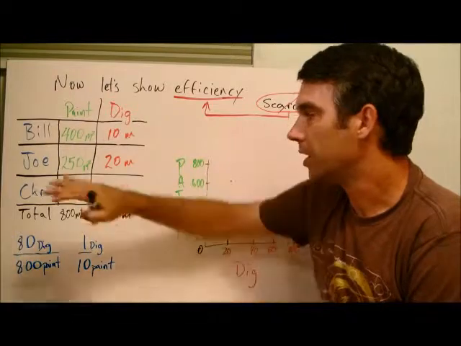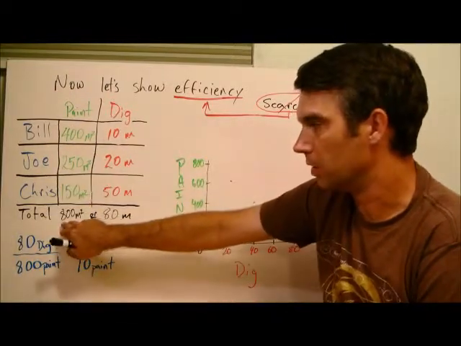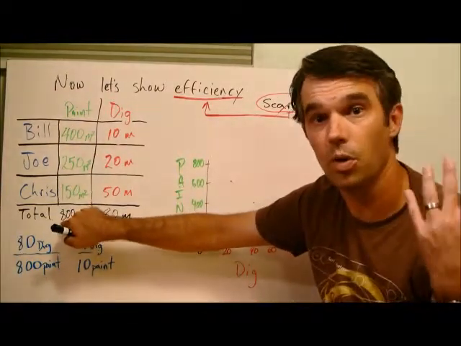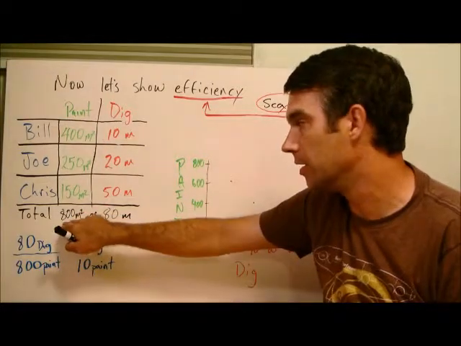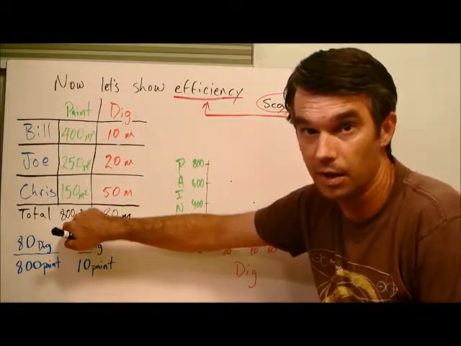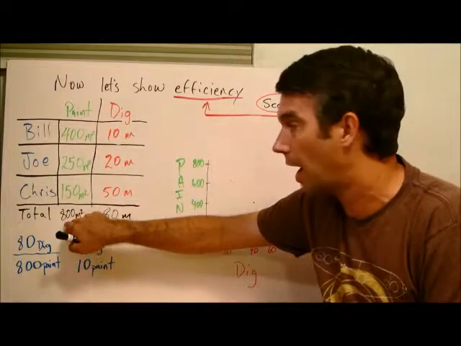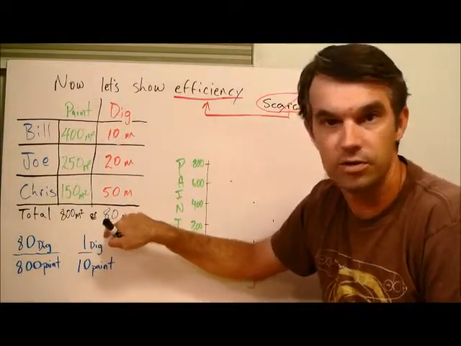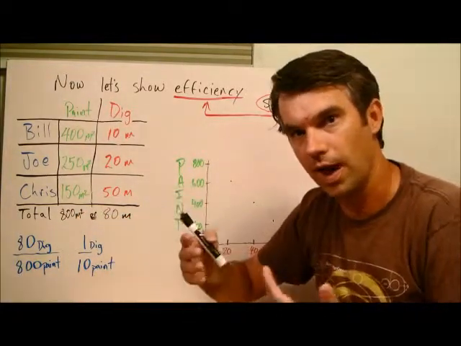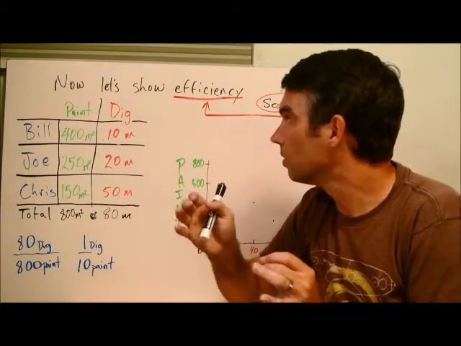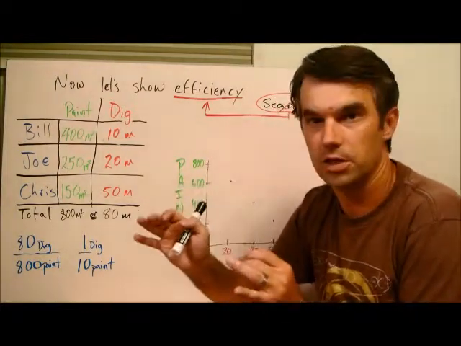So, we could look at it as totals, and if you looked at this down here, it would be very similar to what we just looked at. You can paint 800 square meters of house an hour, or you can dig 80 meters of ditch an hour. You can look at it that way, but let's try to be a little bit more efficient.